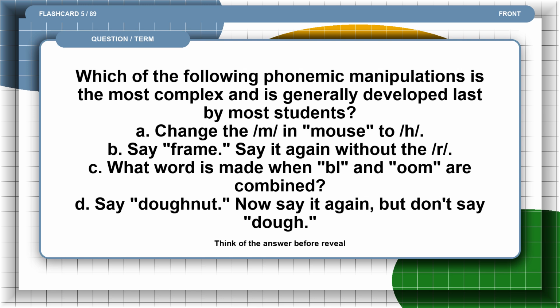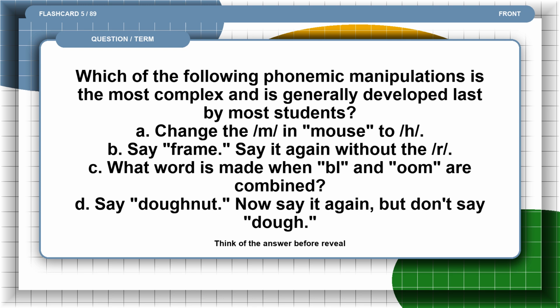Flashcard 5. Which of the following phonemic manipulations is the most complex and is generally developed last by most students? A. Change the /m/ in mouse to /h/. B. Say frame. Say it again without the /r/. C. What word is made when BL and UM are combined? D. Say donut. Now say it again, but don't say dough.